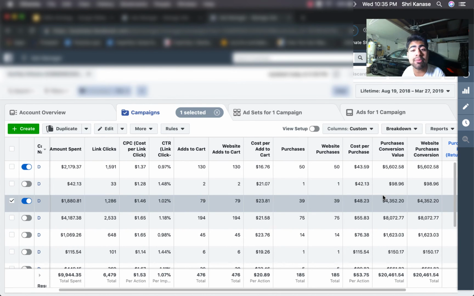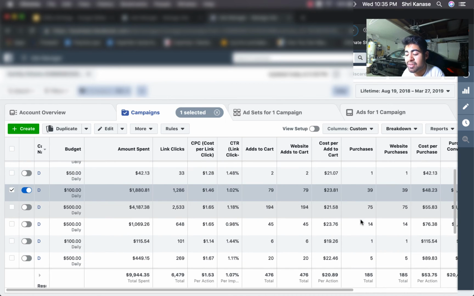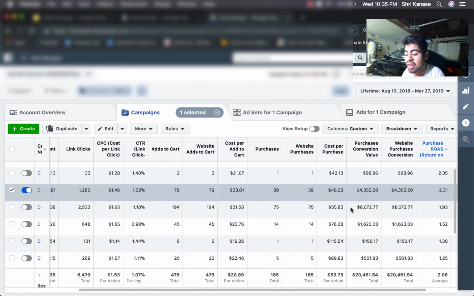And as you can see, when he went to the $500 per day CBO level, the cost per purchase increased. And this is going to be common when you increase the budget, because again, Facebook is throwing out your ad set at a large amount of people in a shorter period of time, and not everybody is going to convert. So this directly increases the cost per purchase.